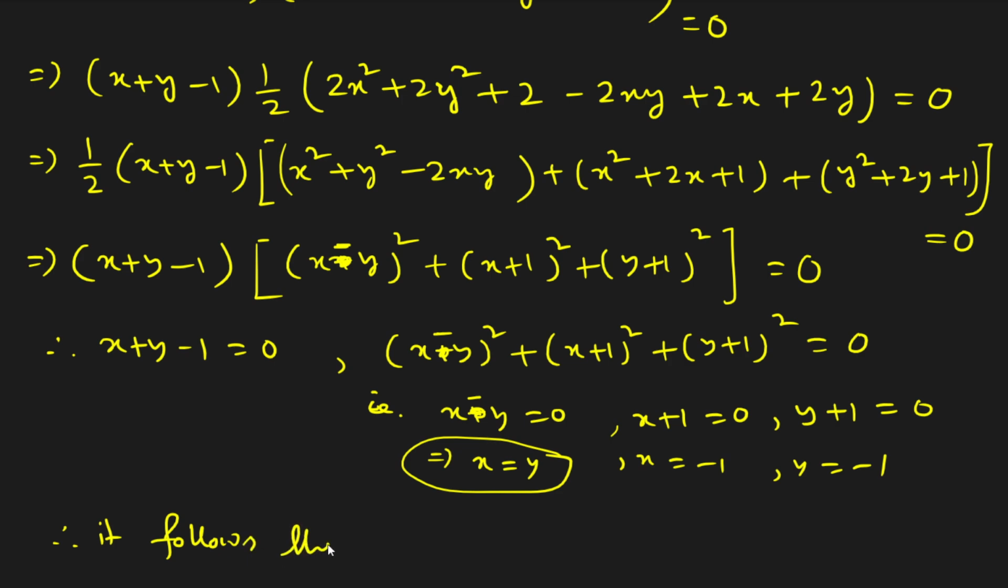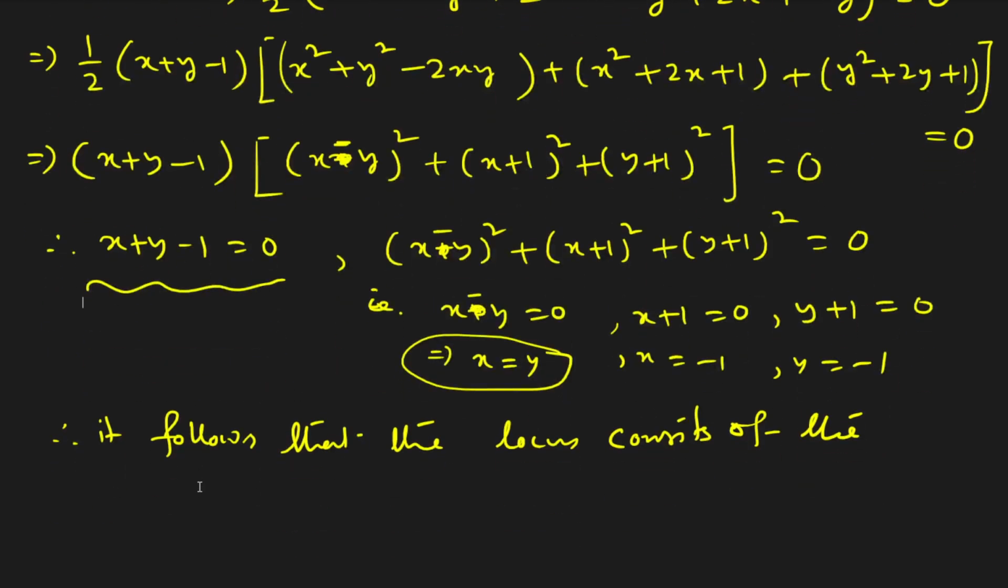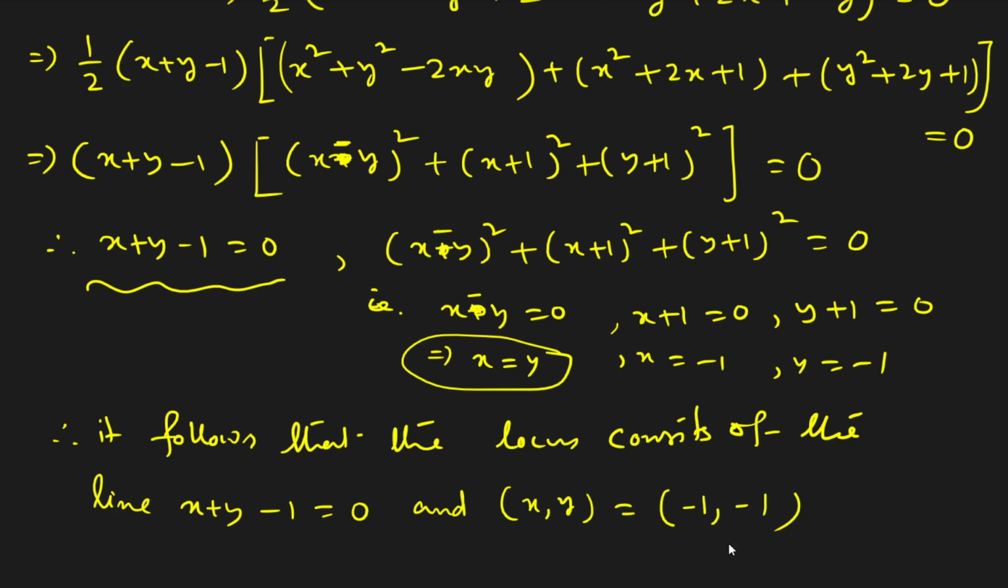So therefore it follows that the locus consists of the line x plus y minus 1 equal to 0, and what is the point? x comma y, what is the point? It's minus 1 comma minus 1. Okay, so it's a little bit tricky, but it's very simple. I hope you understand the solution.